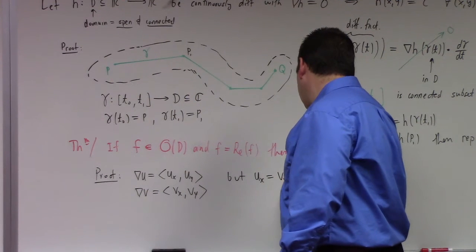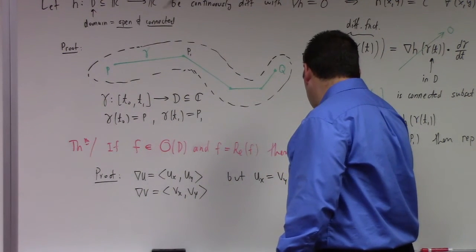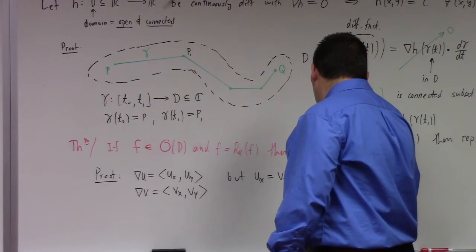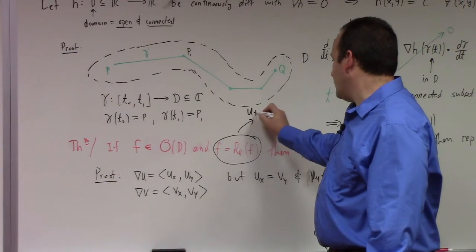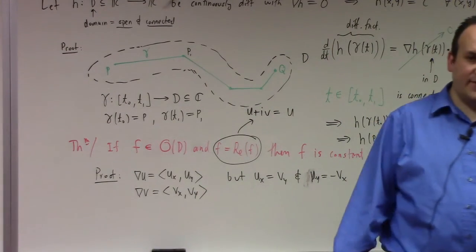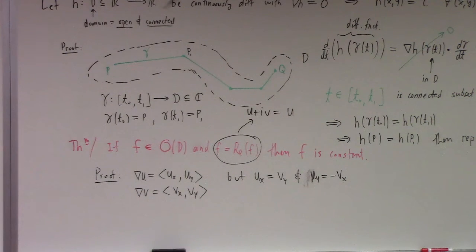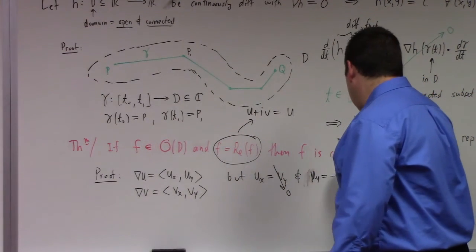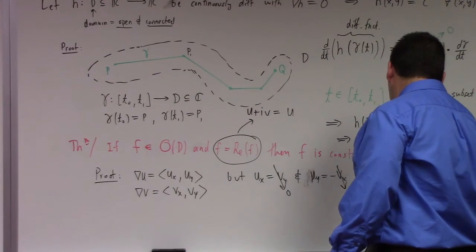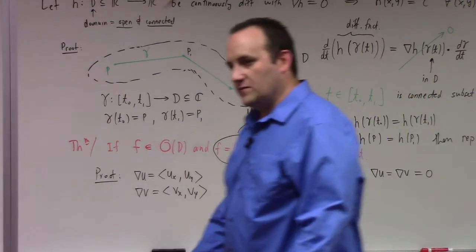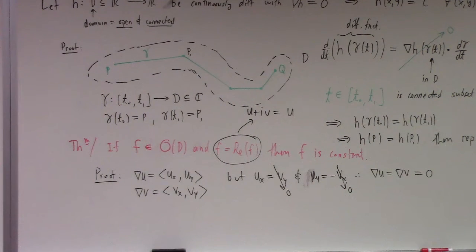Ux is equal to vy, right? And uy is what? Minus vx, right? What does this say? U plus iv is equal to u. What's that say about v? It is 0. Consequently, this is 0, this is 0, and so the gradient of u is equal to the gradient of v is equal to 0. And then the previous theorem takes over and shows that u and v are constant. So if I have a holomorphic function on a domain which is real, it's constant.